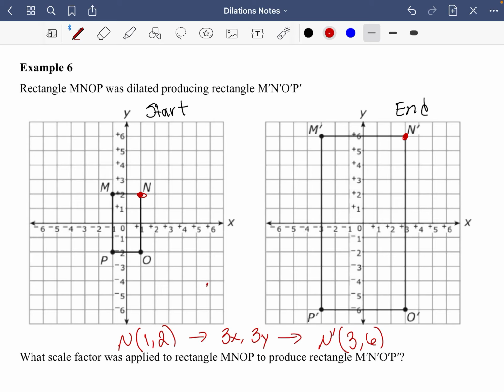So my scale factor is 3, because that's the number that I can use to multiply to both of my original points, which is 1, 2, and get my new points, which is 3, 6. Okay, so that's how we use dilations on the coordinate plane. Have your questions ready.